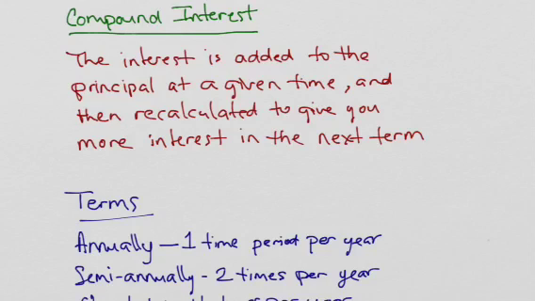So again, that's the general idea, is that you're calculating the interest and adding it into your principal and then redoing the whole process over and over again. And the more times you do that, the more money you make.